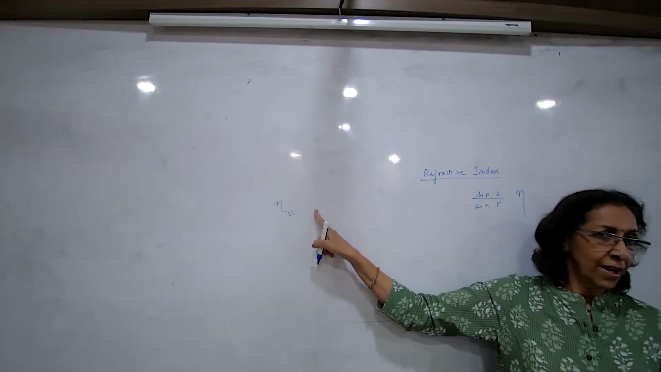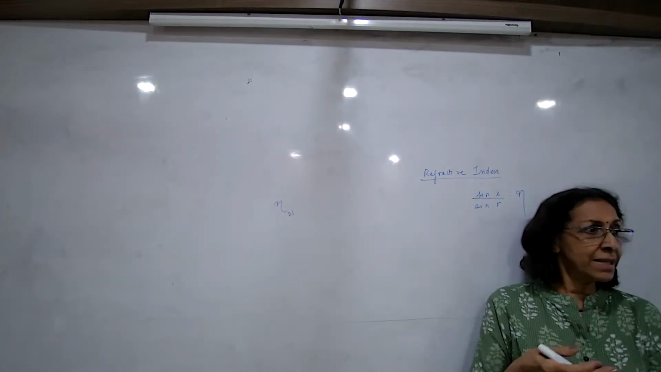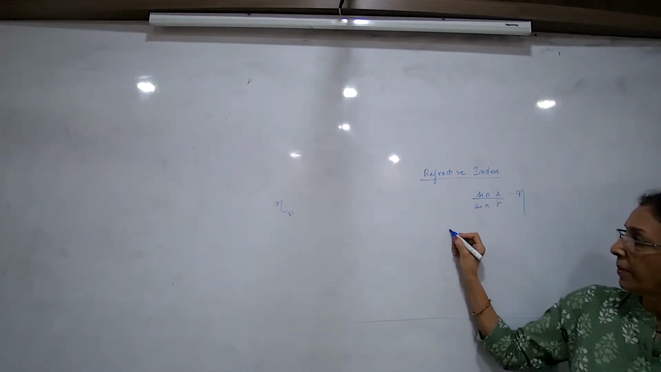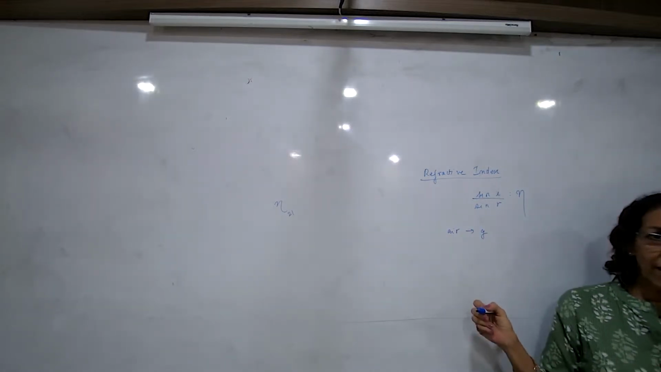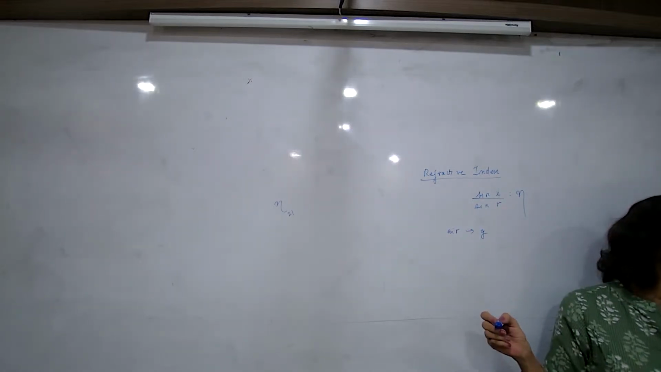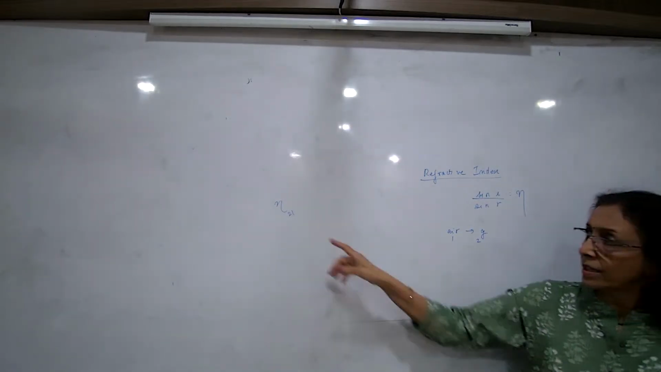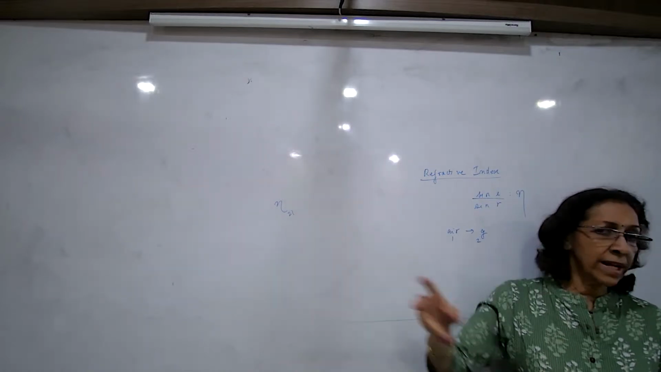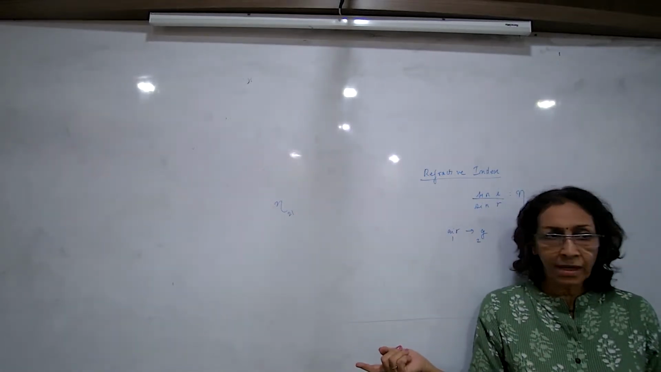Understood, no? First medium is from where the light is coming, and the second medium is where the light has come into. So if it is coming from air into glass, air is medium 1, and glass is your medium 2. So if I write refractive index 2, 1, it means the refractive index of the second medium with respect to the first. Did you understand?